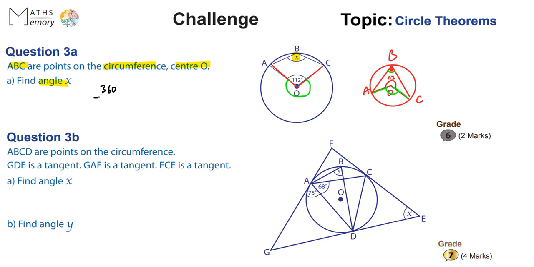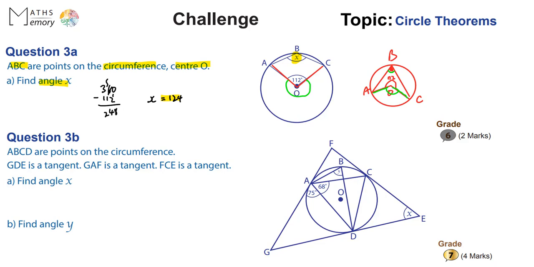360 take away 112, we do the maths behind that, and you'd get 248. So 248 would be this green bit over here. This angle X would simply be half of that. Half of 248 is 124. To make sure you understand, that is the double angle theorem. It looks kind of like a rhombus, but it's not a rhombus. That's how you would figure this out. X is 124.